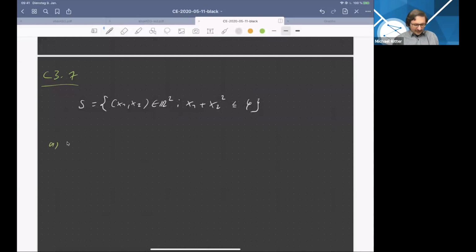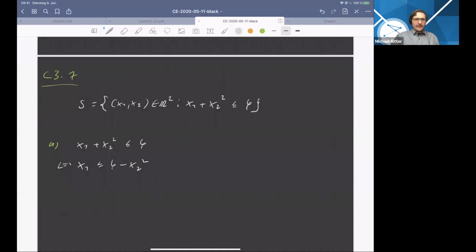So how does that set look like actually? Let's see, we have x1 plus x2 squared is less or equal to 4. Now in this case, this inequality can be easily solved for one of the two variables. In this case, x1 is probably easiest. So let's try to do that. So that's the case if and only if x1 is less or equal to 4 minus x2 squared. Okay, what does that mean? How does that set look like?